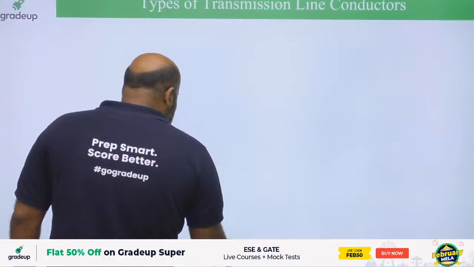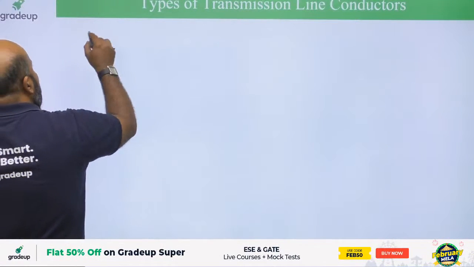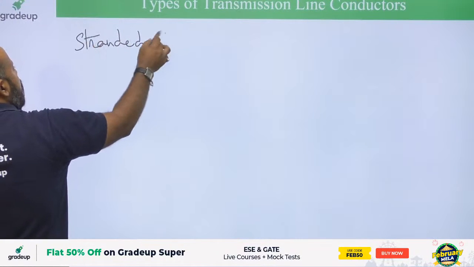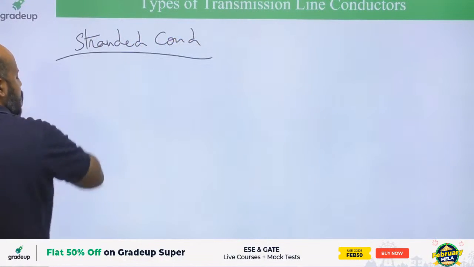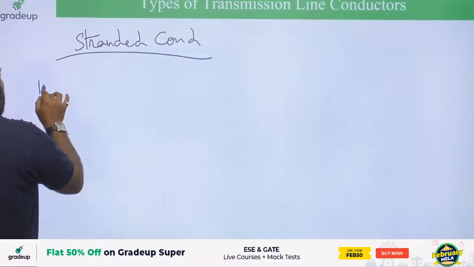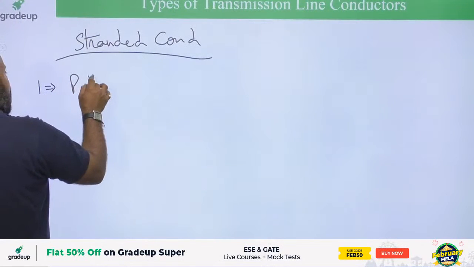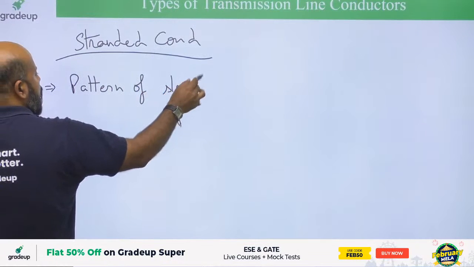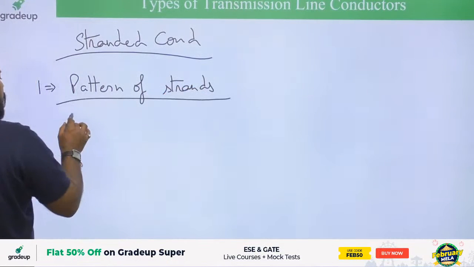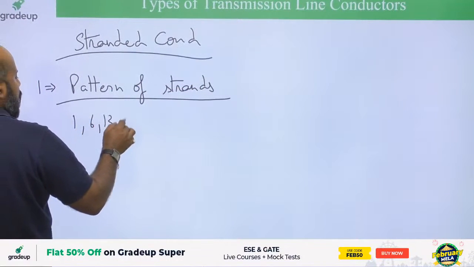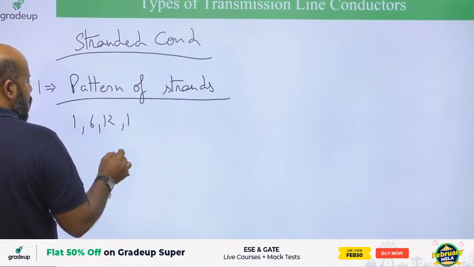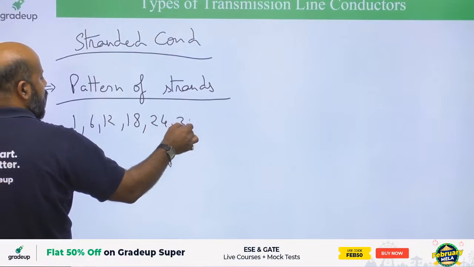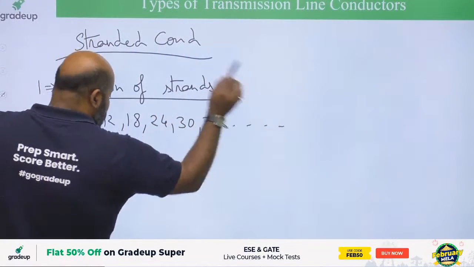Now let me just give you some more information about the stranded conductors. The first one is pattern of strands. What is the pattern of strands? It is going to be 1, 6, 12, 18, 24, 30, 36 and so on.